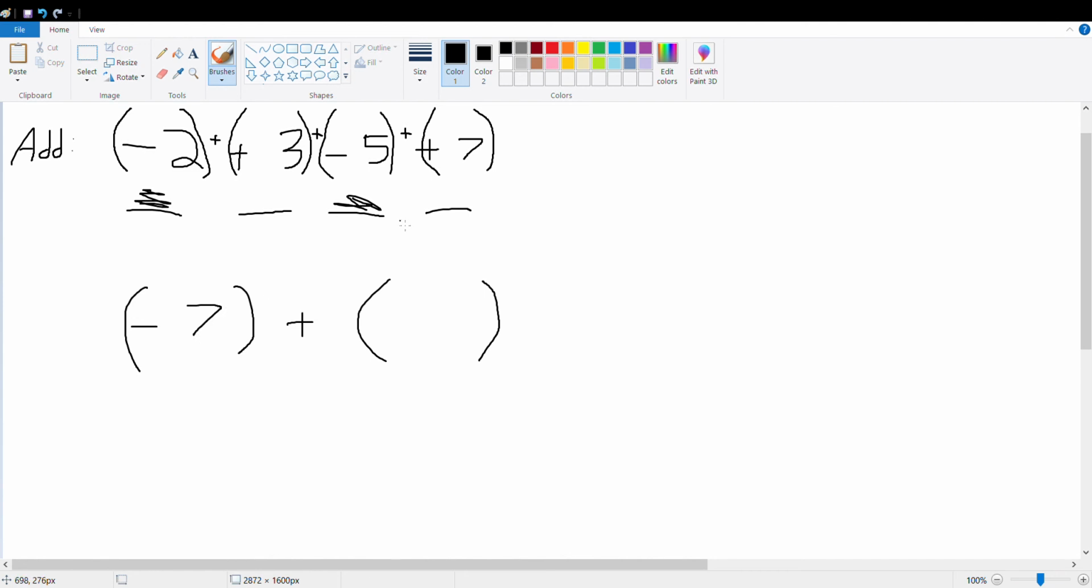Then we would go and add all of our positive numbers together, however many we had. Positive 3 plus positive 7 is positive because they're the same sign. 3 plus 7 is 10. Then once we had one negative number and one positive number, we would add those two together. Negative 7 plus positive 10.